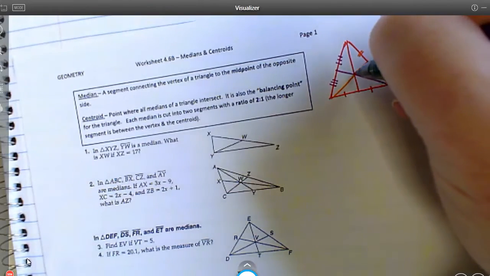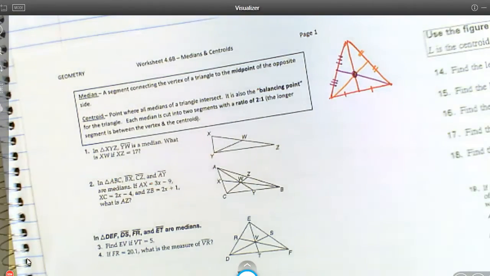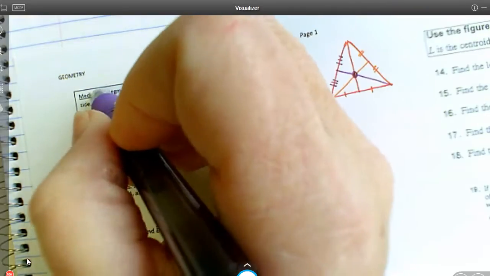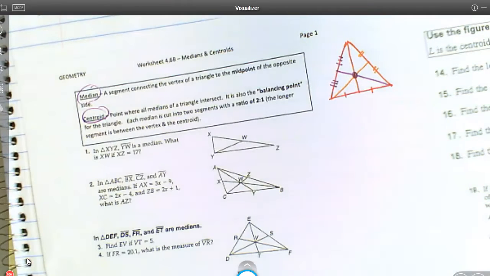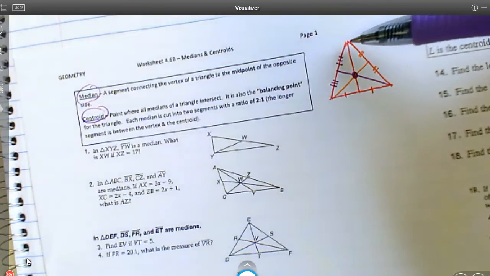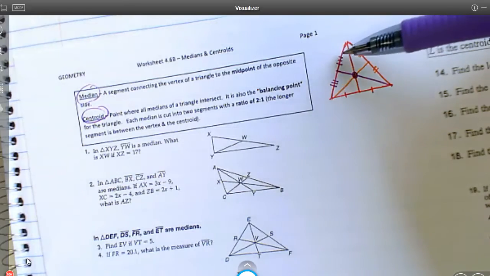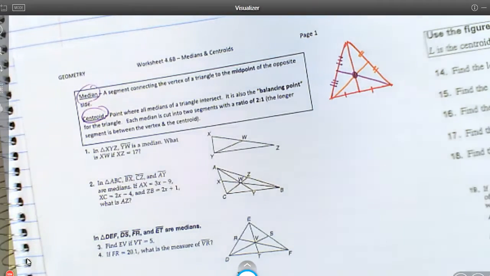The point in the middle where the medians intersect is the centroid. So the medians are the lines that you draw from the vertices. The centroid is the point where those medians intersect. Okay? If a problem is telling you that you have a median and it wants to know about the sides, then you can just set the sides equal because that's what a median does.